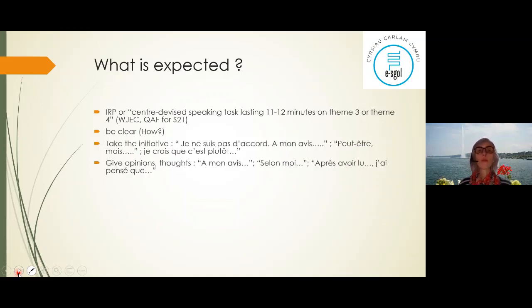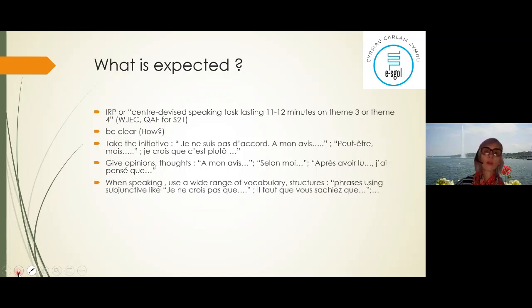So then you have to also give opinions and thoughts. Again, as we've done in the writing, you could say things like à mon avis, selon moi, après avoir lu, and you quote your source, j'ai pensé que, I thought that, and that will help you to remember to give an opinion. Remember to mention your sources too.